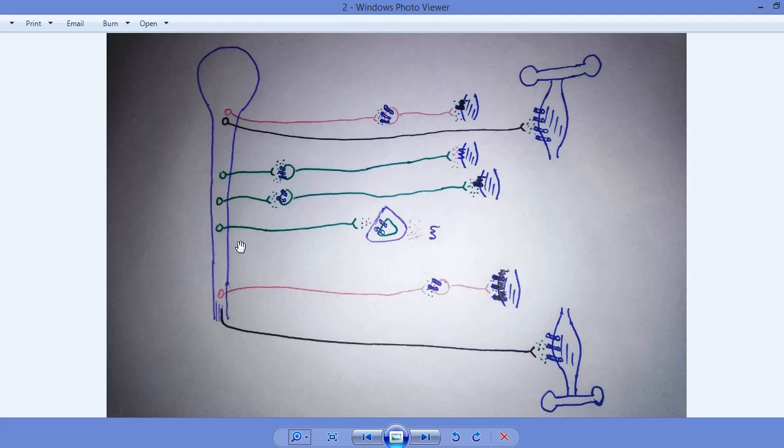Now coming towards the postganglionic neuron. You can see over here the postganglionic neuron of the parasympathetic nervous system, and over here as well. This secretes acetylcholine, but the receptor which will be activated by the acetylcholine over here is the muscarinic receptor.